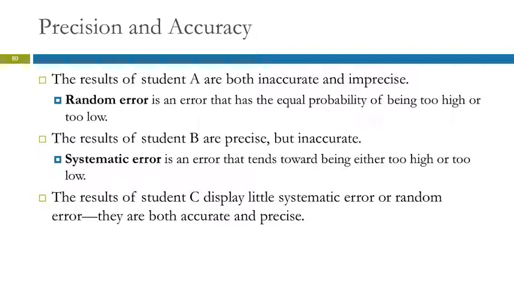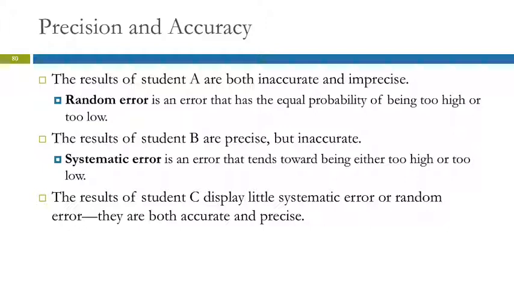There are two kinds of error. Random error has an equal probability of being too high or too low. And there's going to be random error in every measurement. The good thing about random error is that if you take a bunch of measurements and average them, the random errors generally cancel out. Because some are high, some are low, so you average a bunch of numbers together, it goes away.